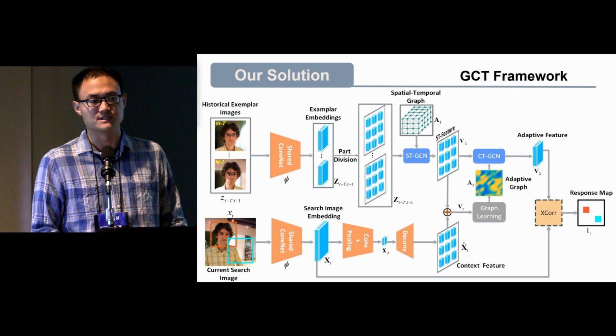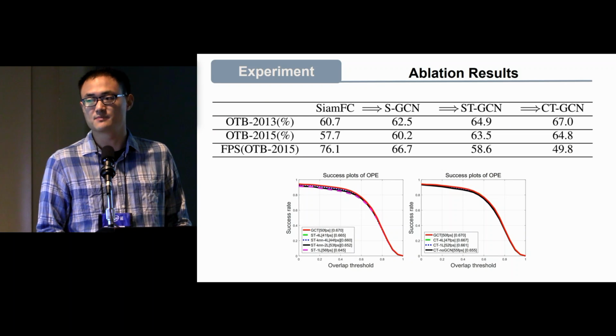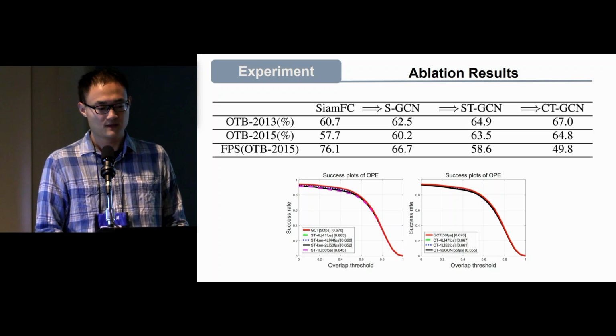Next, we will show the experimental results. The results on 4 datasets, OTB, UAV, VOT 2017, show the favorable performance of our tracker, and our tracker achieves real-time speed. The ablation results also show all the components in our framework are useful.